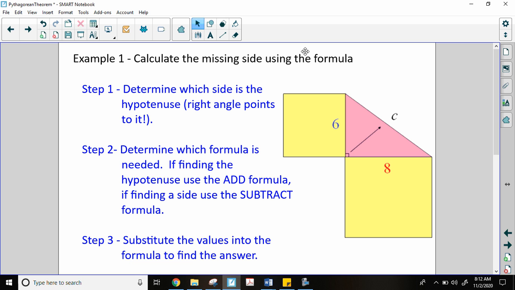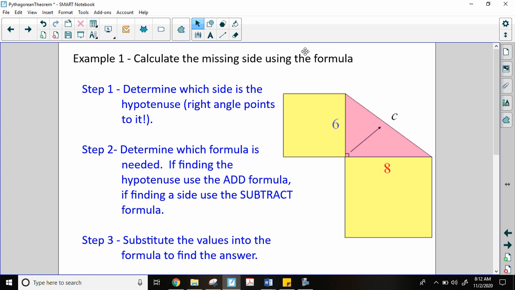If we wanted to do this question where it wants us to find the length of the unknown side, the first thing we have to do is determine which side is the hypotenuse. Okay, use the right angle. It points over towards the hypotenuse side. That's how we figure it out. So we label our sides as A, B, and C, or because this question already gave you a triangle, you've got 6, 8, and C, the hypotenuse.